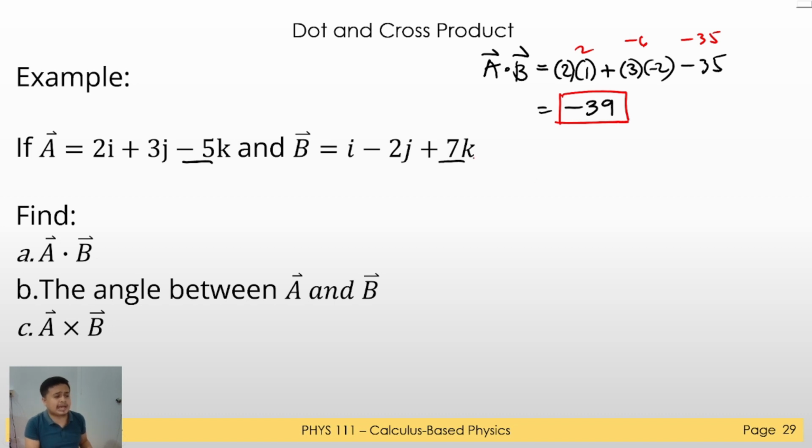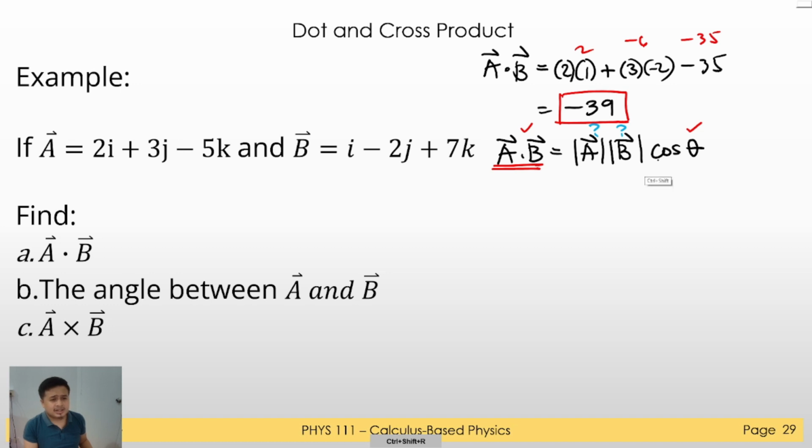Okay, if you want to find the angle between A and B, you could utilize the identity for the dot product again. So A dot B is equal to the magnitude of A times the magnitude of B multiplied by cosine theta. Now, how do we do this? We already know this dot product. We do not know yet the magnitude of A and the magnitude of B to find the angle theta. So let's just solve for theta.